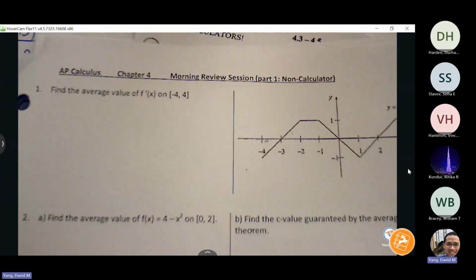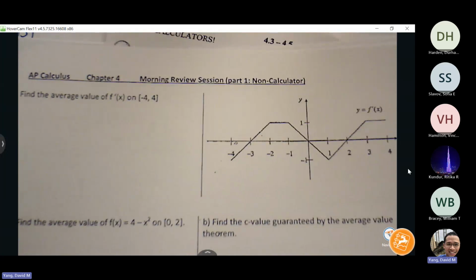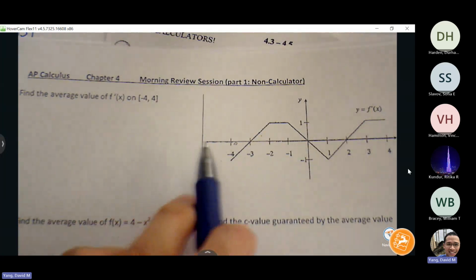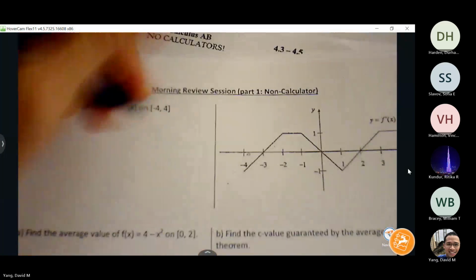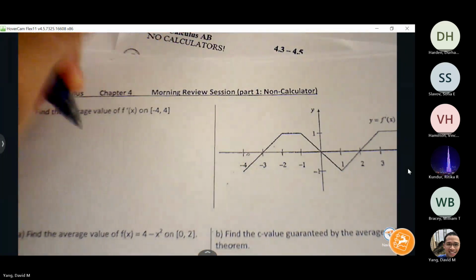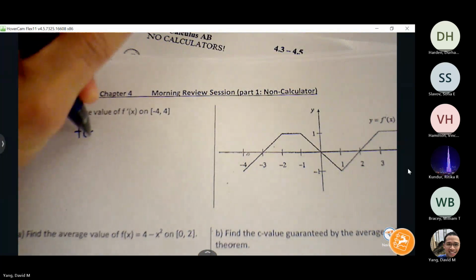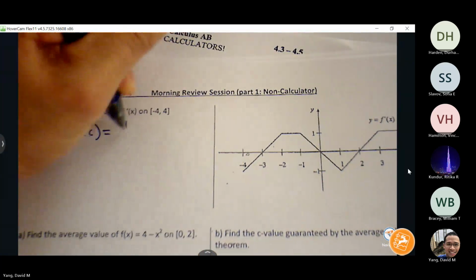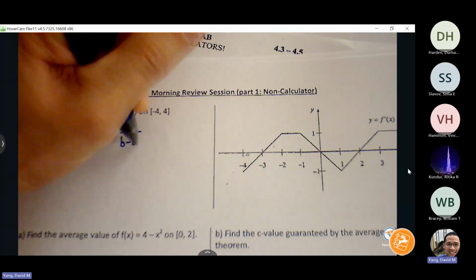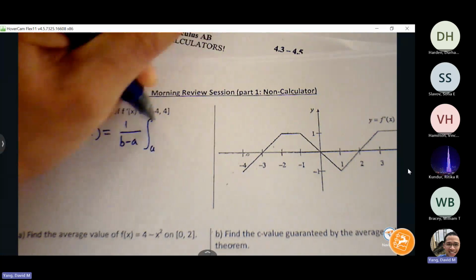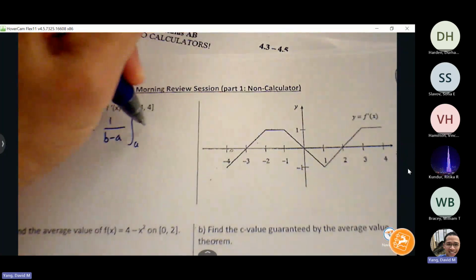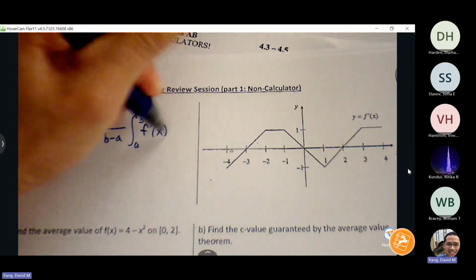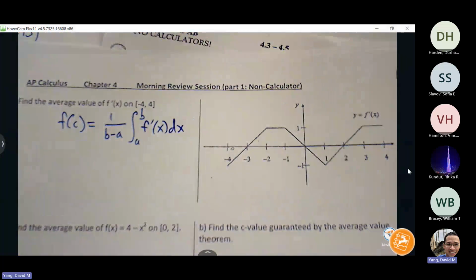All right, so number one says find the average value. So average value, go through average value theorem. One over b minus a, times the integral from a to b of f of x. But in this case, the function is f prime, so we just have to understand we're just talking about the region between the f prime graph and the x-axis.